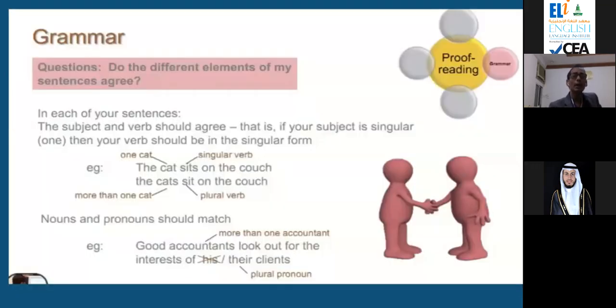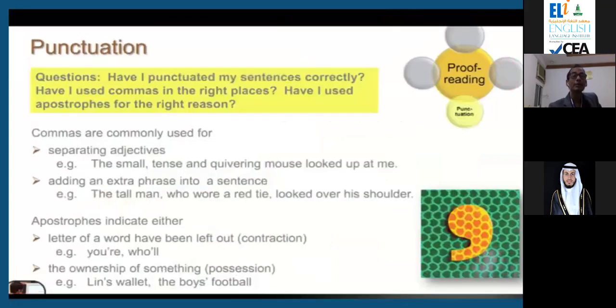So in grammar, we have singular and plural, obviously, and we have to go for pronouns. I've already told you about the mechanics of grammar. Punctuation errors are very important. Just a small comma might lead you into a world of trouble. Like, "The small, tense, and quivering mouse looked at me." Now, if you don't put a comma here, it's not going to make any sense.